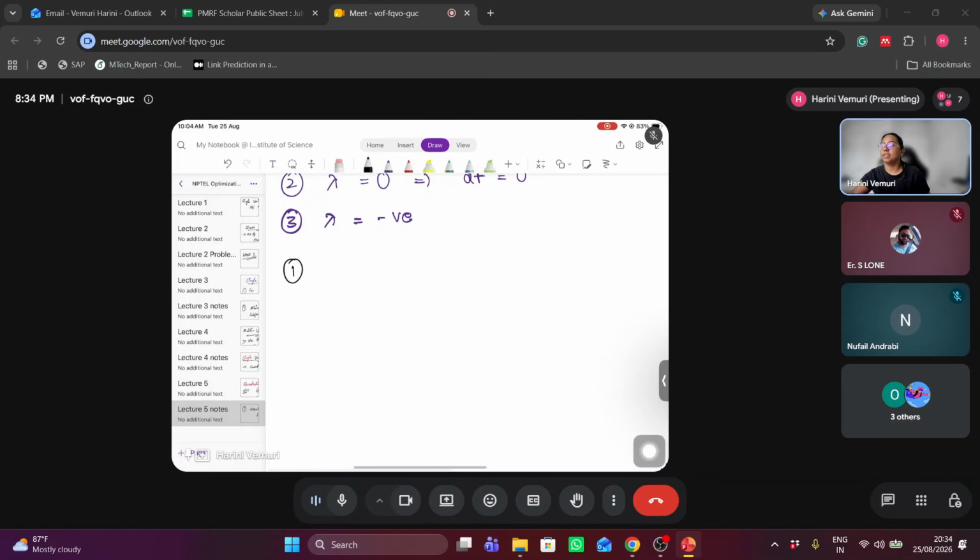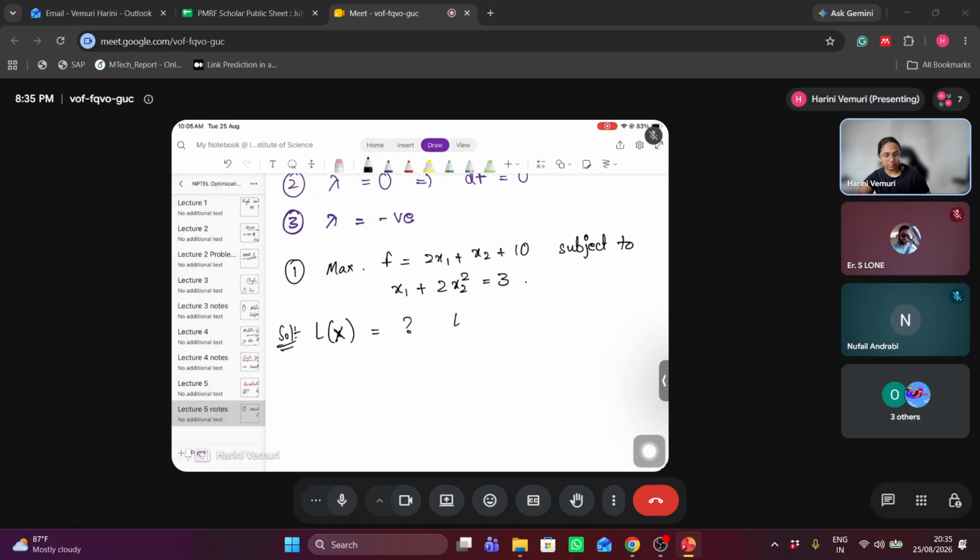Then let's solve a few problems related to this Lagrangian. Maximize f equal to 2x1 plus x2 plus 10 subject to x1 plus 2x2 square equal to 3. How does the Lagrangian look like? That is L of x. How does it look? Can you tell me the equation? Lagrangian equation.